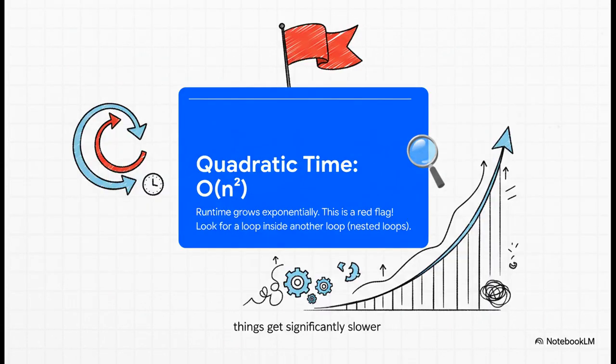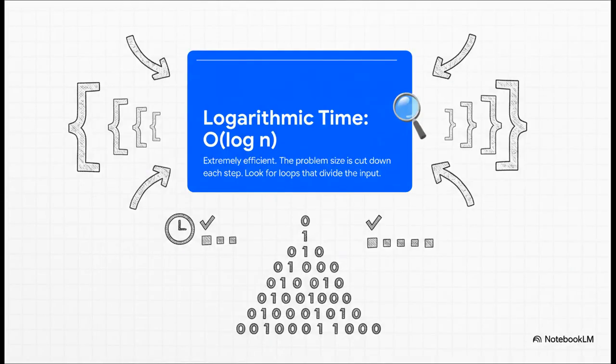Makes sense. Now here's where things start to get slow. Really slow. Quadratic time, or big O of n squared. This should be a big red flag for you. It almost always happens when you've got a loop inside of another loop. For every item, you're looping through all the items again. This thing gets out of hand really, really fast. And on the flip side, we've got one of the best you can hope for, logarithmic time, or big O of log n. This code is incredibly efficient. Why? Because with every single step, it cuts the problem down, usually in half. So even with massive inputs, the amount of work it has to do grows incredibly slowly.